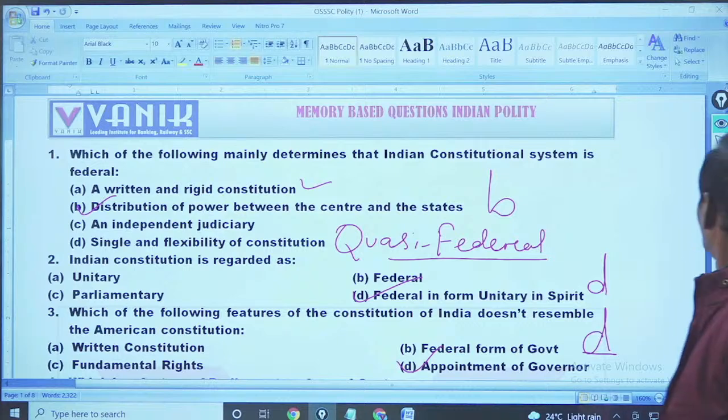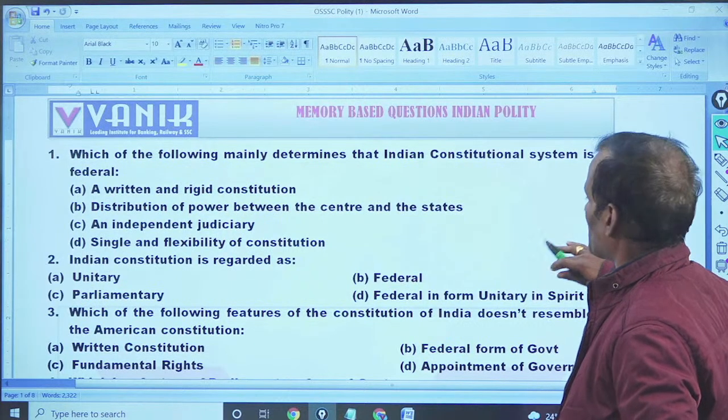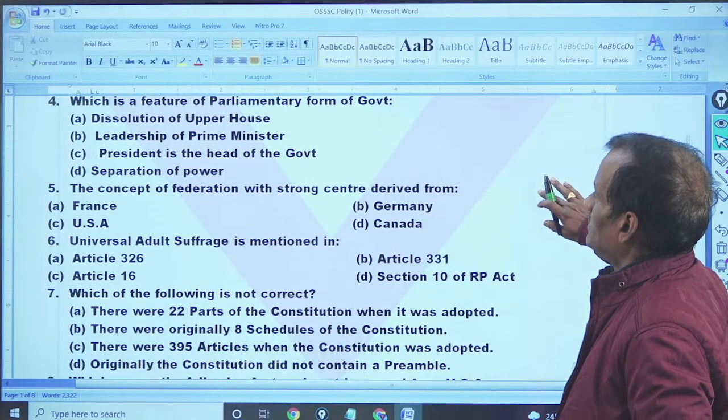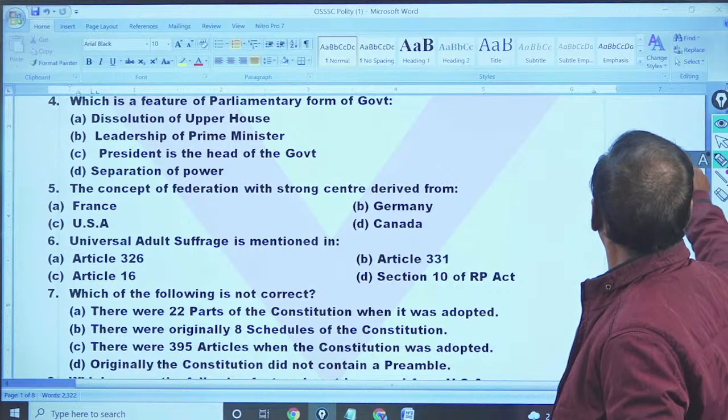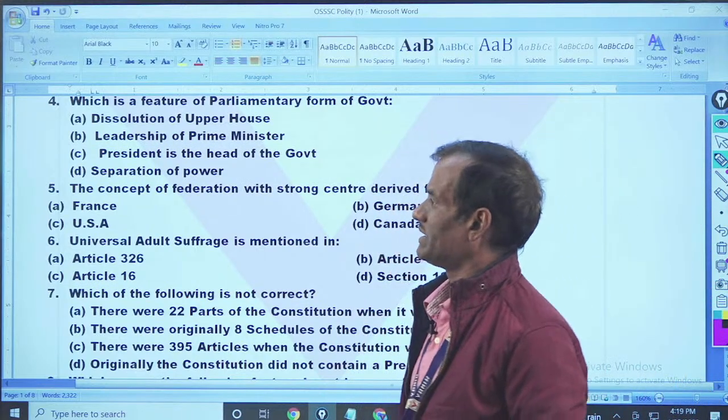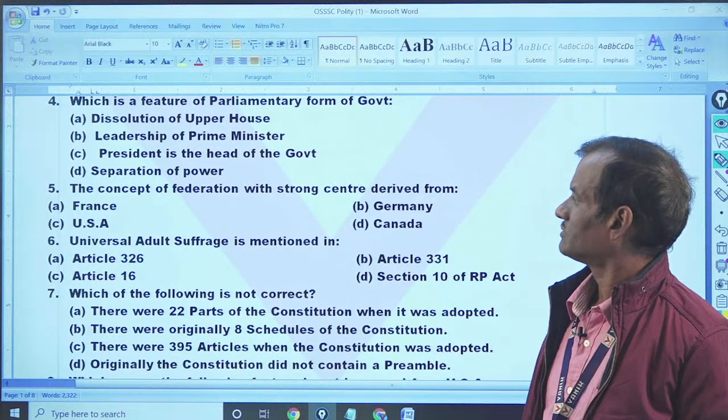Now we shall proceed to question number 4. Which of the following is a feature of parliamentary form of government?